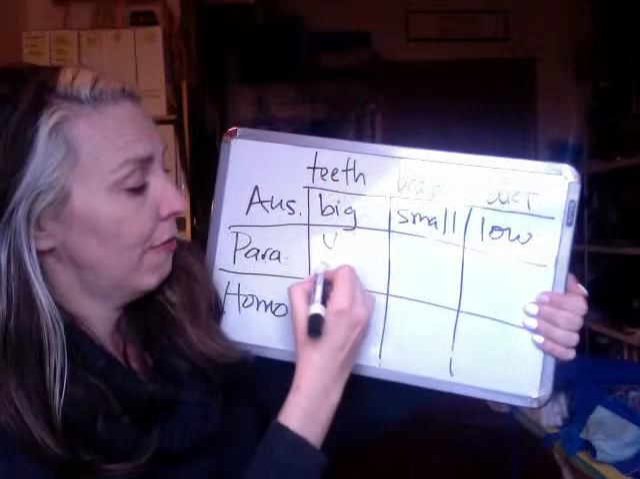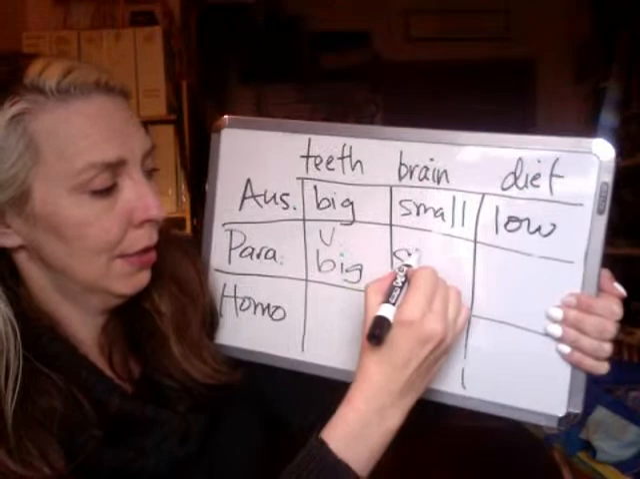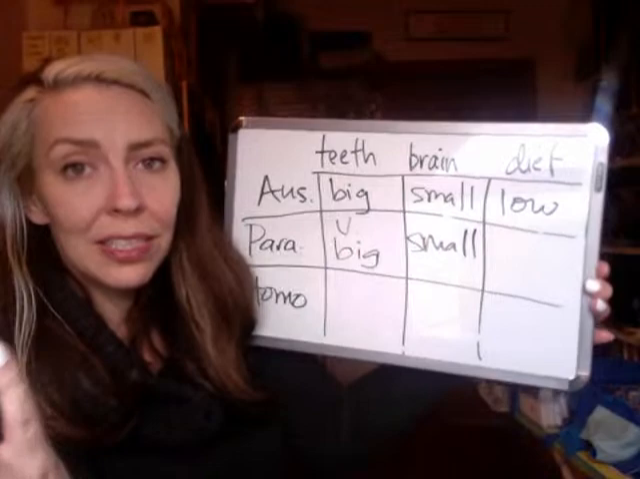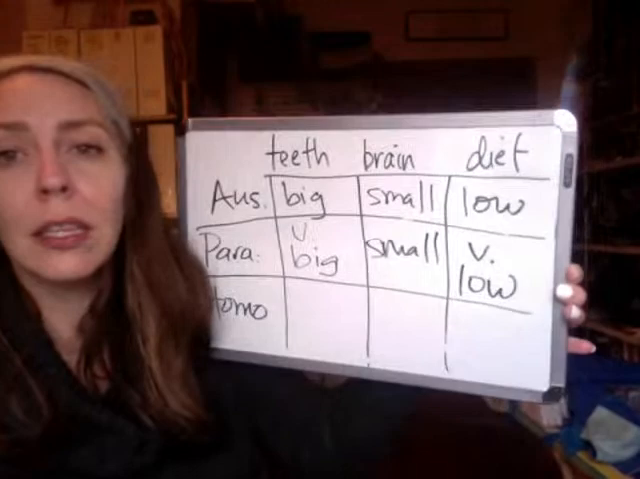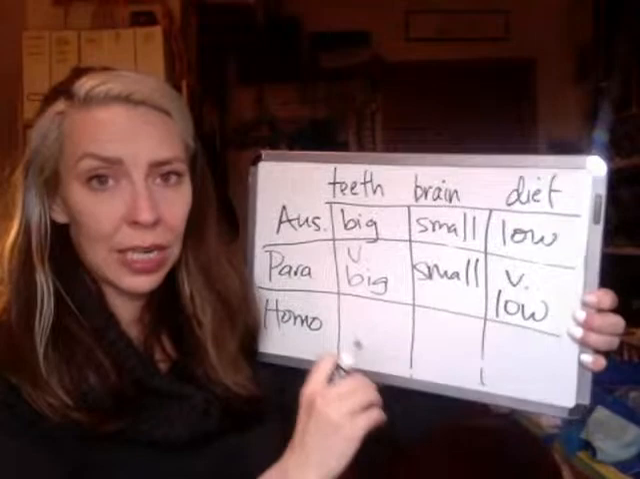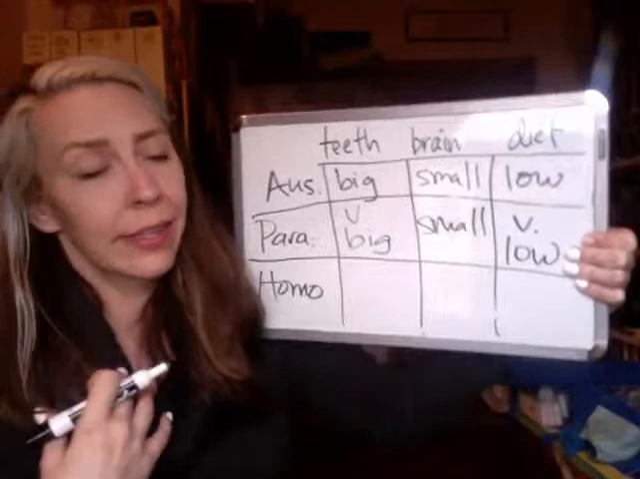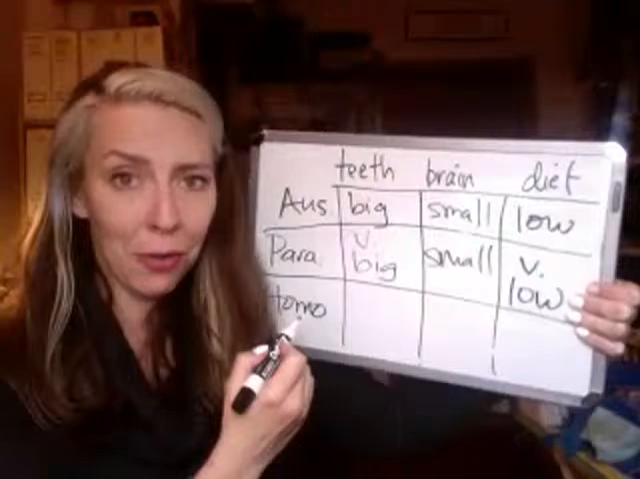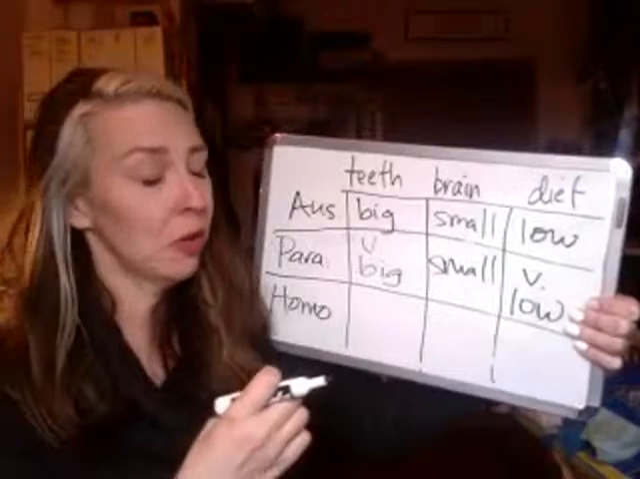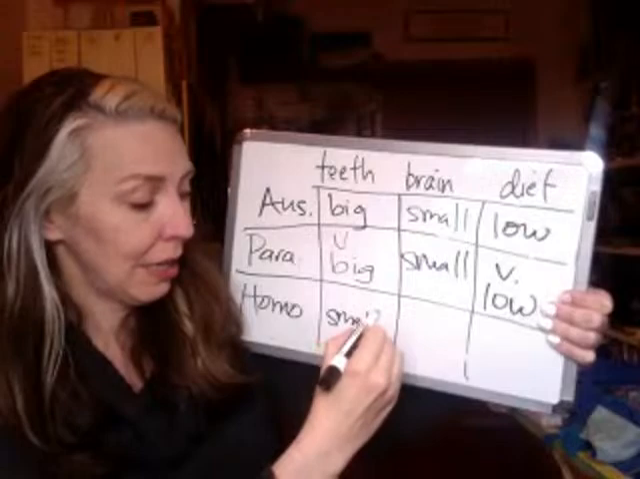So with Paranthropus, their teeth, are they big or small? They are very big. And their brain is also small. But then their diet, is it a high quality diet or a low quality diet? It is inferred to be a very low quality diet. So again, these characteristics kind of group together. And then finally, we come to the Homo group. That includes us. And even if you haven't gone through the genus Homo lecture yet, I bet you can tell where this whole thing is going, right? So in terms of our teeth, we have small teeth, especially compared to our ancestors and relatives. We have pretty small teeth, and we definitely have small faces.